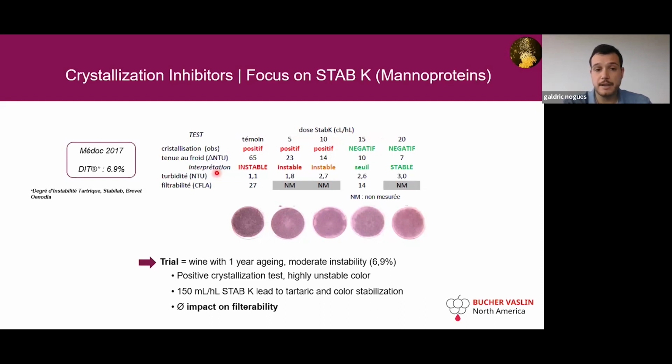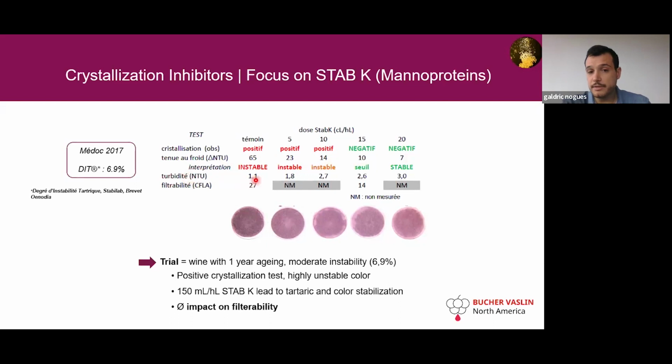Here, the delta NTU is the color stability. You can see that the more we increase the rate of STAB-K, the more this color instability decreases. And when you reach under 20 delta NTU, you consider the wine as color stable. So basically, with 100 milliliters per hectoliter, we were already stable. And when we increase to 150, 200, we stabilize the color of the wine completely, and we stabilize the tartaric acid as well.